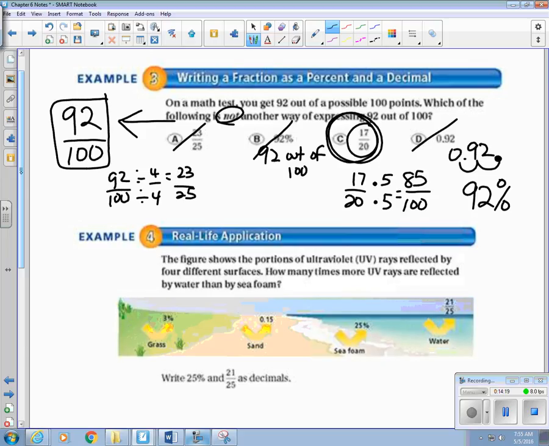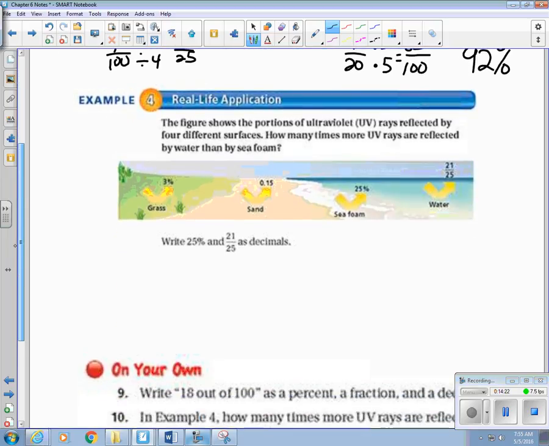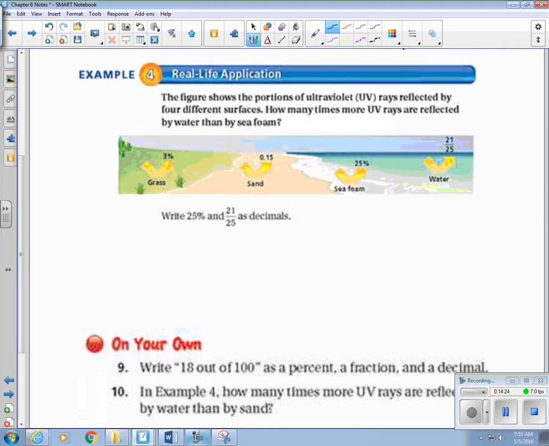All right. So again, if you have any questions on that, please ask in class. And lastly, our last example for the lesson is a real-life application problem. So the figure shows the portions of ultraviolet rays reflected by 4 different surfaces. How many times more UV rays are reflected by water than by sea foam? All right. So they're asking how many times more UV rays are reflected by water, so out here, compared to sea foam, which is here.